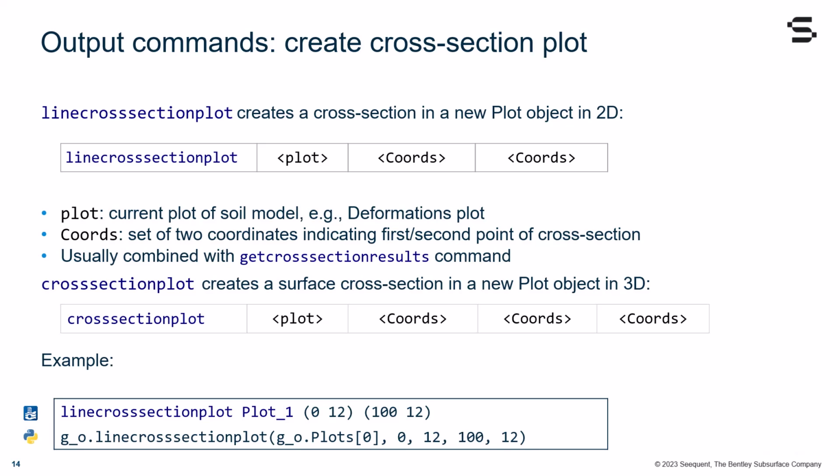Note that this command is usually combined with the get cross-section results command that we will see later in this session. The equivalent command in PLAXIS 3D is called cross-section plot, and it creates a surface cross-section in a new plot object. The syntax is similar to the one of PLAXIS 2D, with the addition of a third component in the coordinates for the z coordinate. You can see an example at the bottom of this slide.